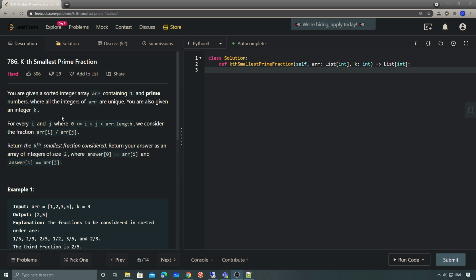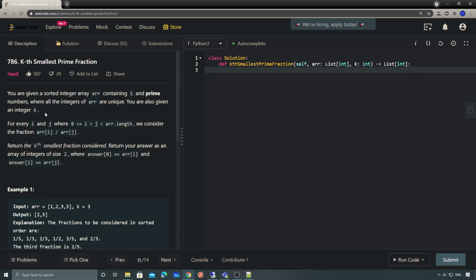So today, let's take a look at another LeetCode problem, number 786, K-th Smallest Prime Fraction. You're given a sorted integer array containing 1 and prime numbers, only the 1 and the prime numbers. Again, 1 is not a prime number, so prime numbers start from 2, and all the integers of the array are unique.